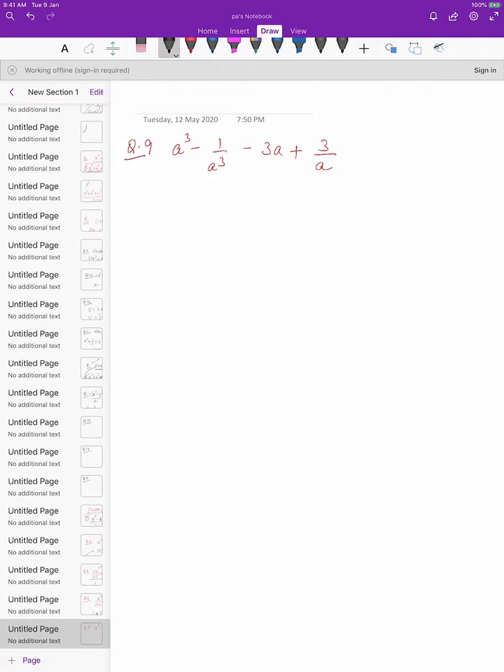Let's do one more question now. A cube minus 1 upon a cube minus 3a plus 3 by a. Again we can see 2 cubic terms here. One is a cube, then minus 1 upon a whole cube. Now there are only 2 cubic terms, negative signs are there, so it might be resembling this identity, a minus b whole cube, which is equal to a cube minus b cube minus 3a square b plus 3ab square. After guessing the identity, you just have to follow the pattern.